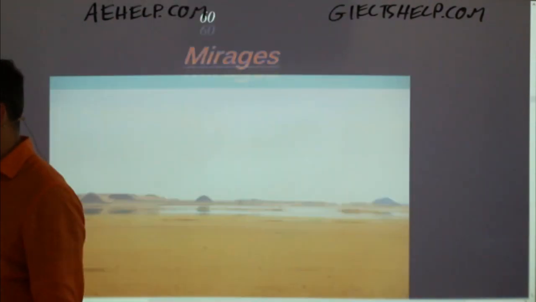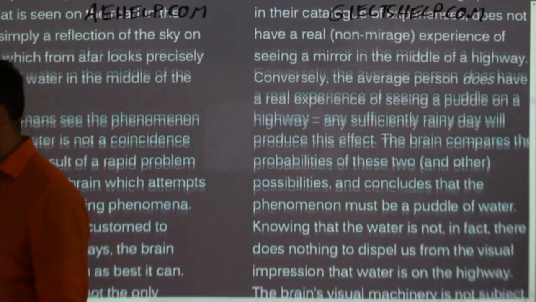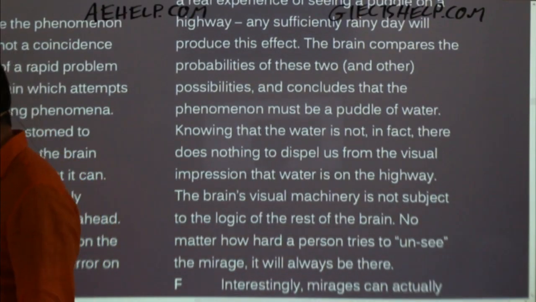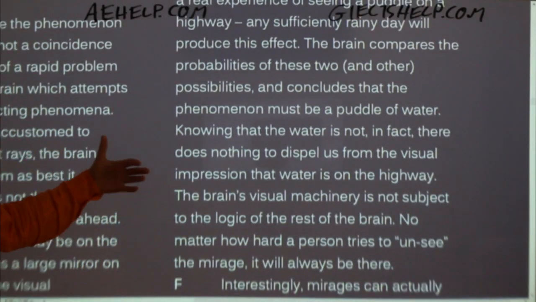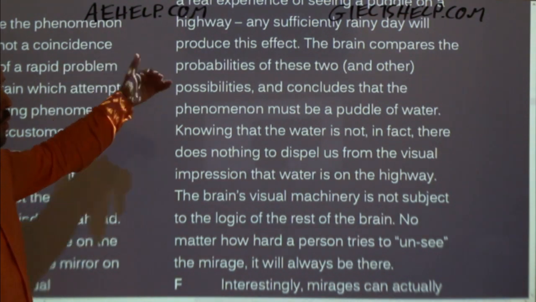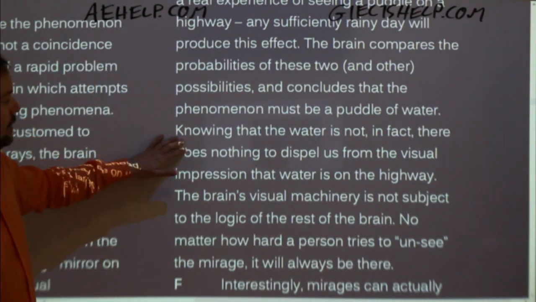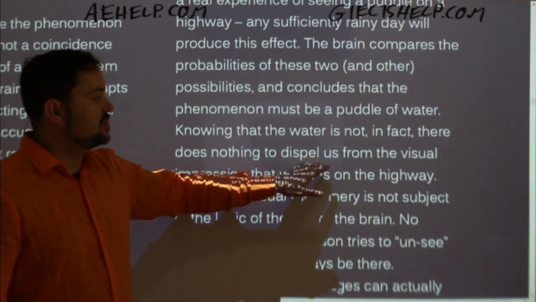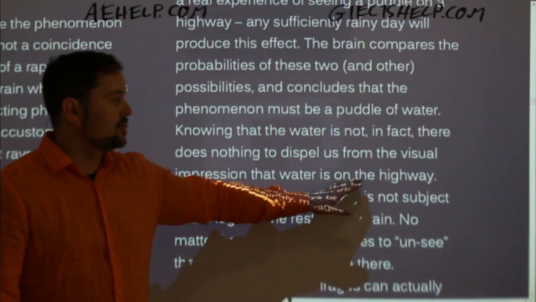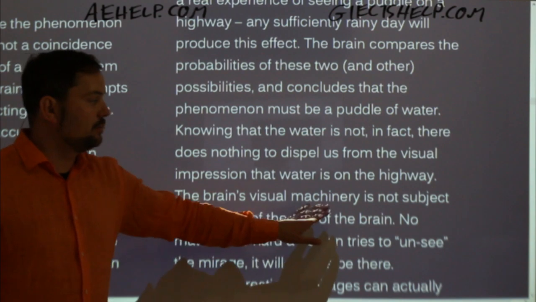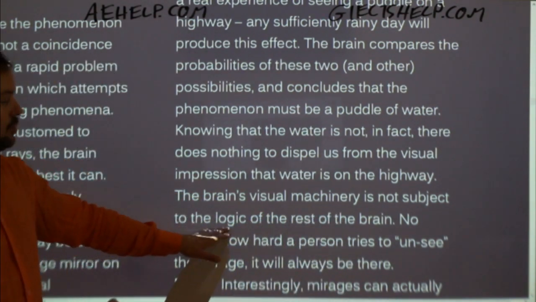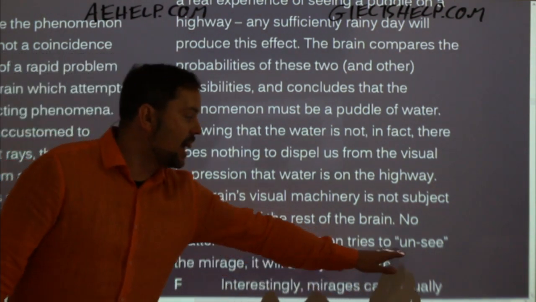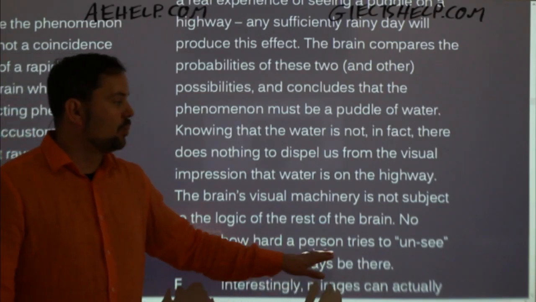So here we go. We definitely remember that this was near the end in paragraph E, I believe. Here we go. And again, when you do a good job on list of headings, you know where to find information. So here we go. Knowing that the water is not in fact there does nothing to dispel us from the visual impression that water is on the highway. The brain's visual machinery is not subject to the logic of the rest of the brain. No matter how hard a person tries to unsee the mirage, it will always be there.